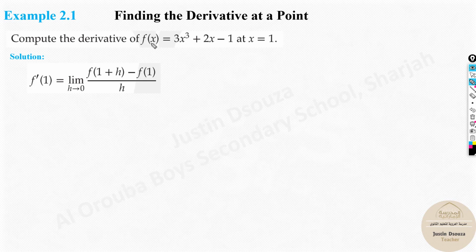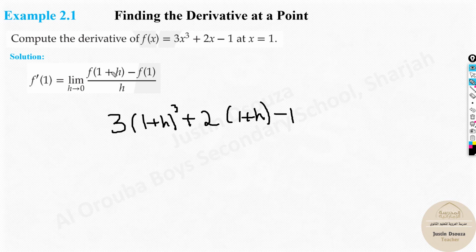Instead of x, we have to put 1 plus h. So let's solve this. When we substitute it, the first term is going to be 3 times 1 plus h the whole cube, plus 2 multiplied by 1 plus h, and lastly minus 1. All we did is, instead of x, we have 1 plus h, the function of 1 plus h. So wherever x is there, we put 1 plus h.